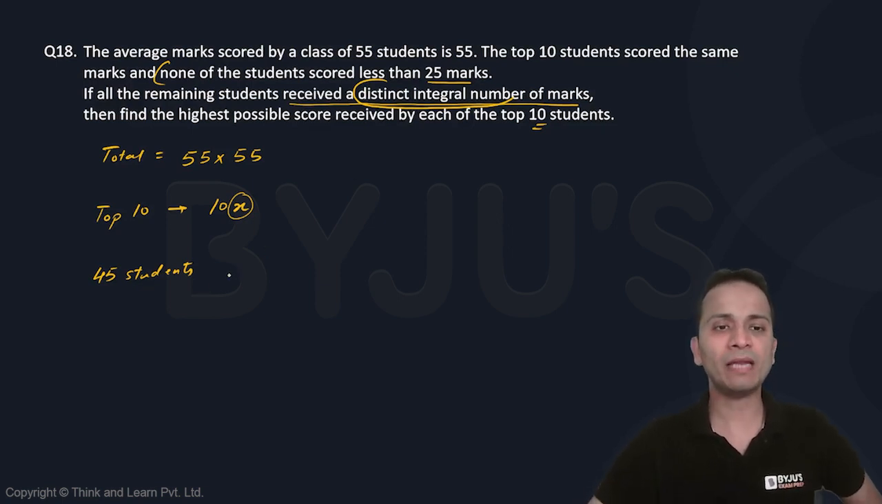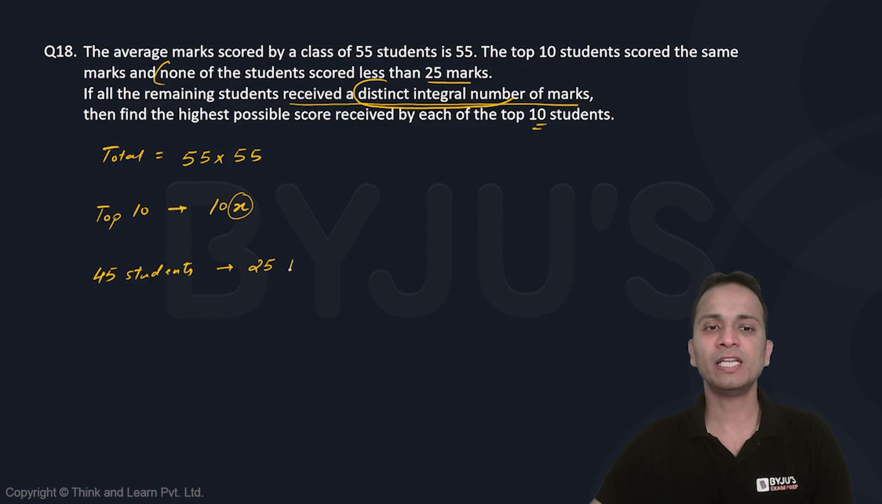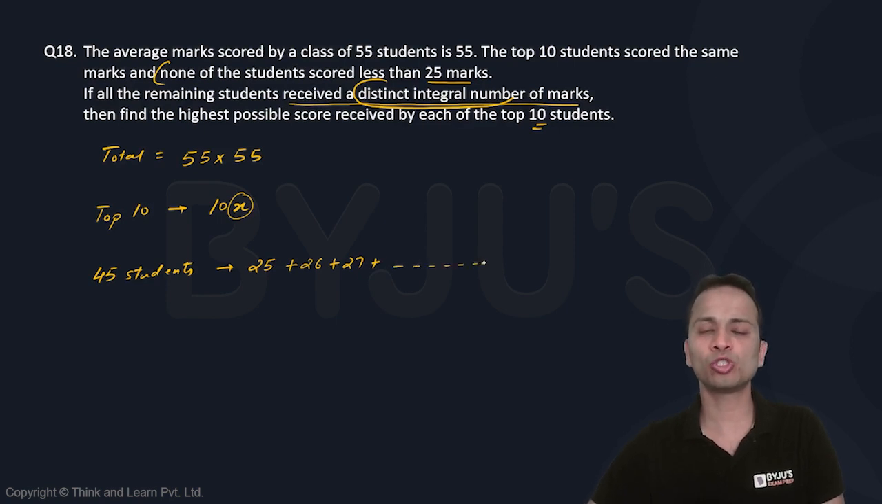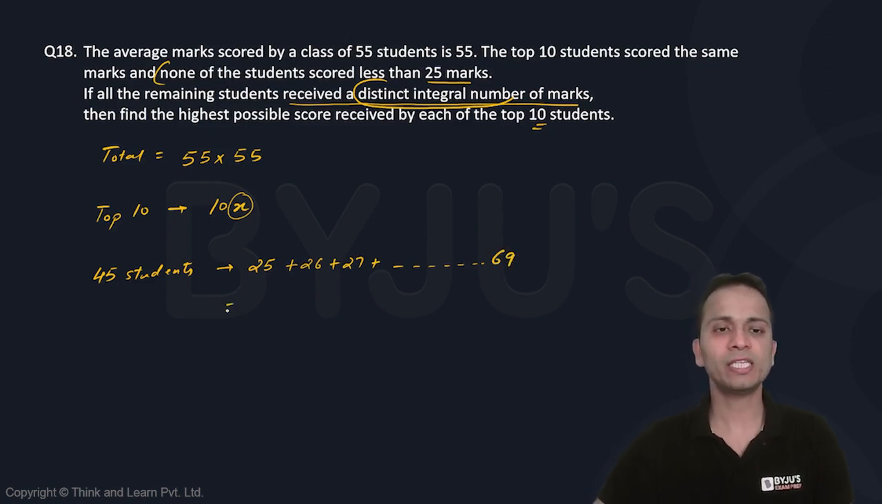The minimum score can be 25. So the scores obtained by these 45 students, the minimum will be 25. The next student can score 26, next can score 27, because they are integral numbers and they all are distinct. So these can be the minimum values of the scores of these 45 students, and this will go up till 69. So let us add all of them. So these are 45 terms.